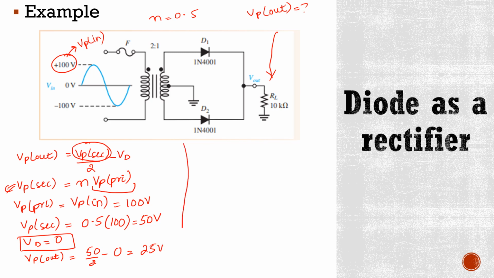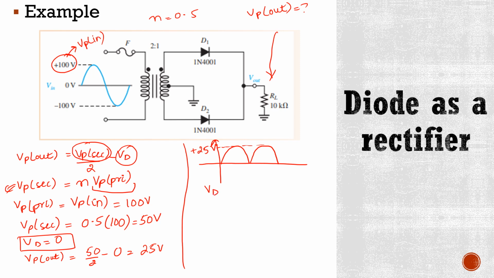So what will be our output waveform in this case? It will be like this. It means during the positive half cycle we get this, and during the negative half cycle we get this. And what is the magnitude here? This magnitude is 25 volts. Okay. What if this is a practical or real diode, that is a silicon diode?